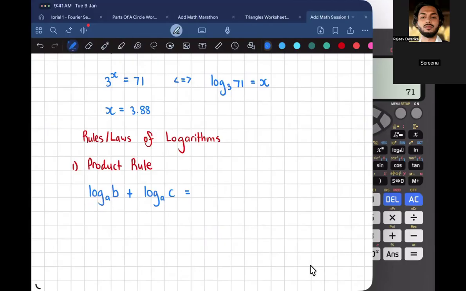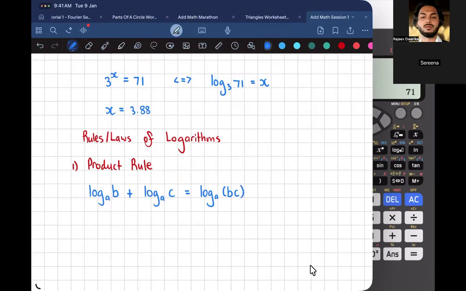What would that be equal to, Serena? If it's saying the product rule, try to remember from the previous session what that would be equal to. It would be equal to log base A of BC. Yes. Do you know why? I want you to be real with me. Do you know why that works? I knew why, but it's not coming back to me. I don't think I showed you the reason why.